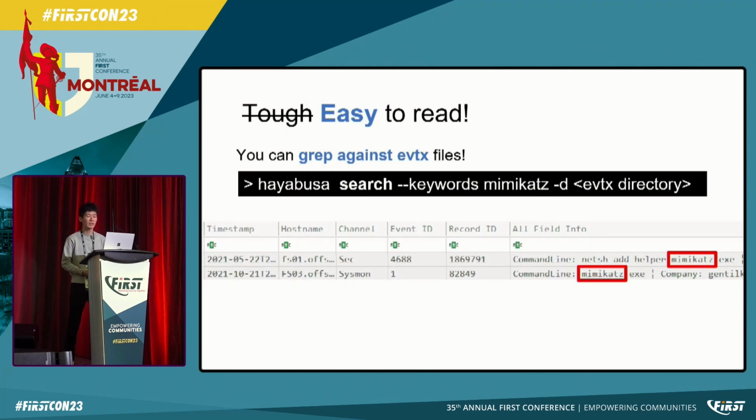The first is the search command. This command can grab EVTX files with arbitrary keywords and regular expressions. For example, if Mimikatz is specified, event logs containing the keyword Mimikatz will be extracted as shown in this screen capture. Also, the result can be saved in CSV format.